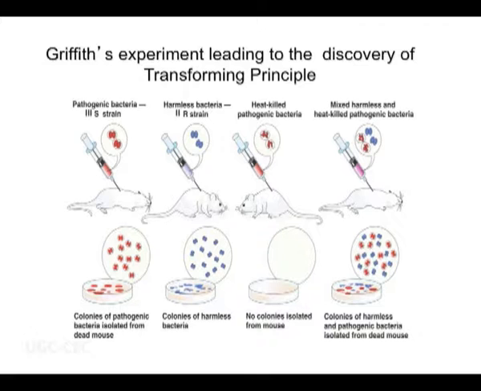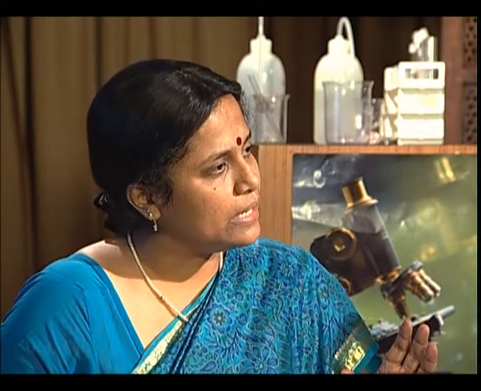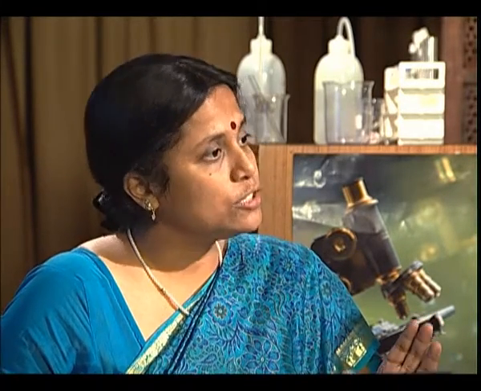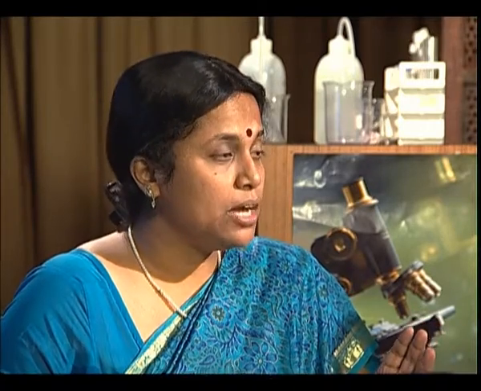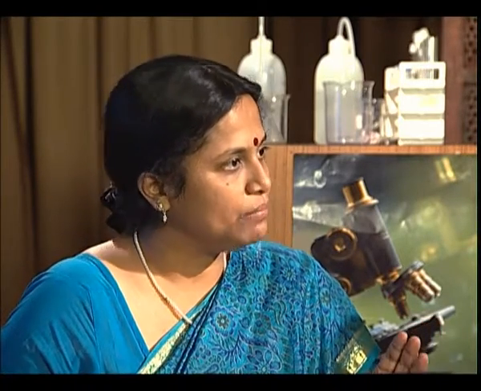Then he could draw the inference from the experiment that definitely this heat-killed smooth or virulent bacteria must have transferred something, which he called the transforming principle, onto the rough non-virulent bacterial cells. So he was able to define that principle as the transforming principle, but the exact nature of that transforming principle was not unraveled by Griffith.